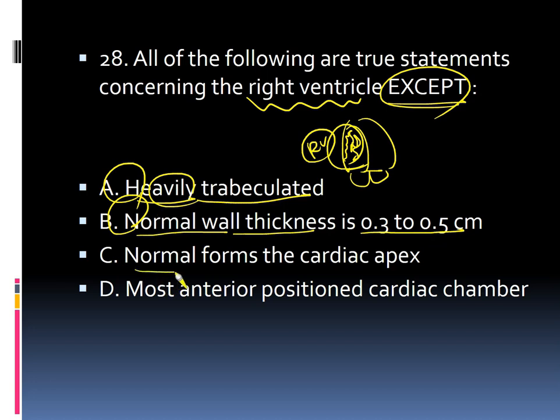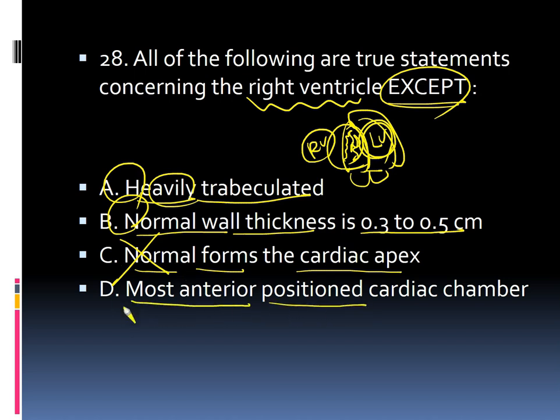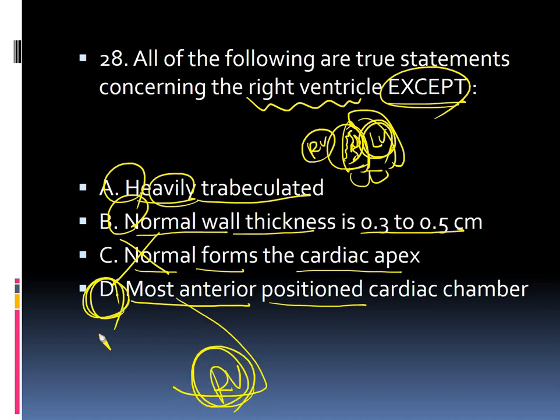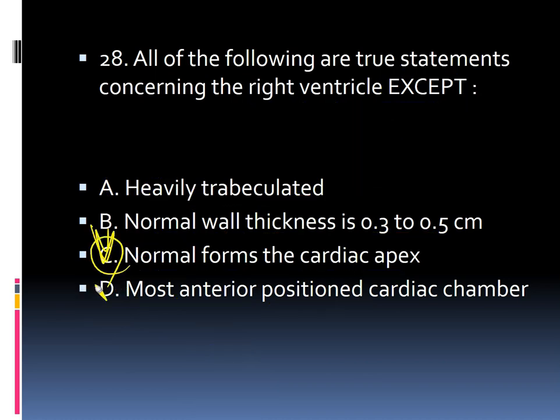Now, if we take a closer look at the details of option C, it says normal for cardiac apex. But it is important to remember that generally speaking, the cardiac apex is primarily associated with the left ventricle, which is the main pumping chamber of the heart. So, you can clearly see that option C is completely unrelated to the anatomy of the right ventricle. Next, if you look at option D, it says that it is located at the most anterior position. If you look at the heart like this, the right ventricle is located at the very front. So, option D is correct. So, let's simply check option C as the answer and move on.